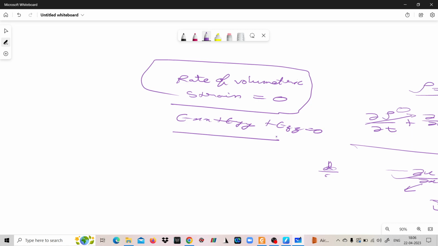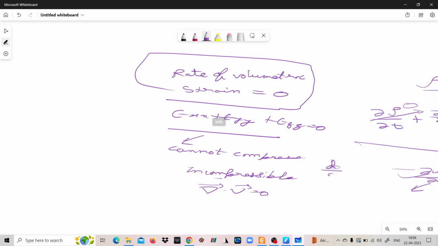So it means that there is no strain, meaning there is no linear deformation along x, y or z direction. So that again means it is something which you cannot compress, and hence it is incompressible. So the continuity equation reduces to the form that the divergence of velocity is equal to 0 for an incompressible flow.